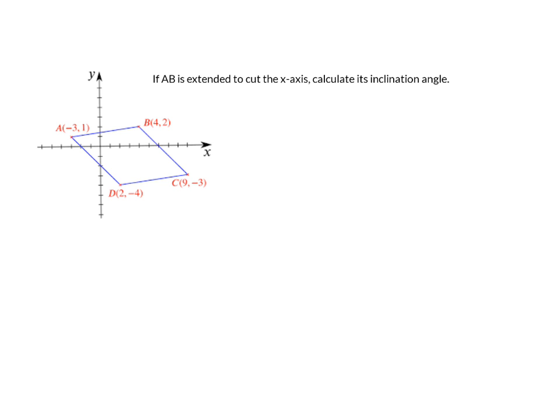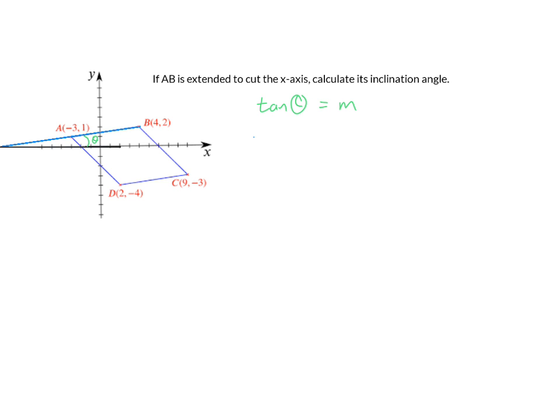So if we look at an example, if AB is extended to cut the x-axis, calculate its inclination angle. So they want us to extend this line to the x-axis, and then they're talking about this angle as the inclination angle. So we can immediately start to write down that we know that tan theta is equal to the gradient of the straight line.